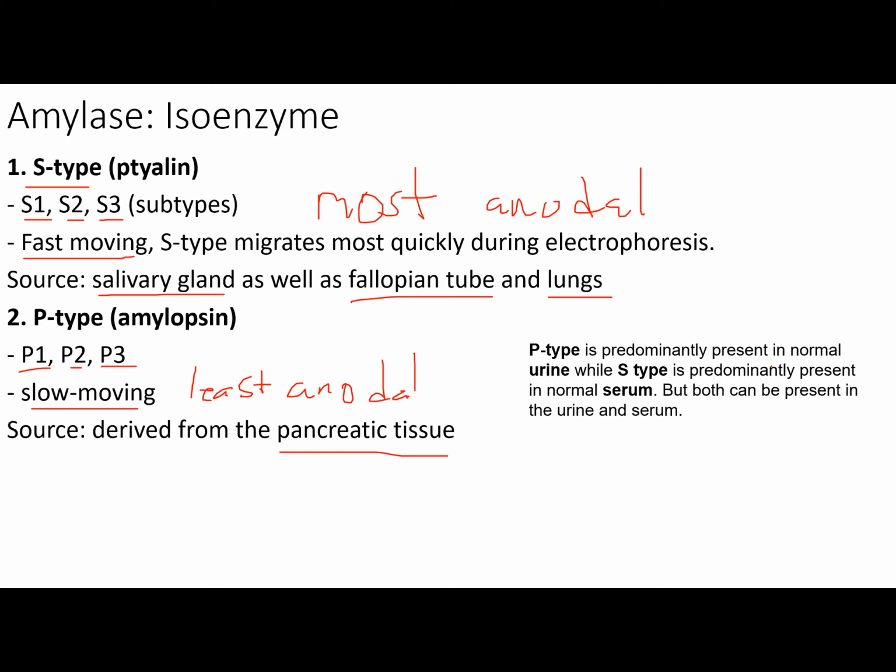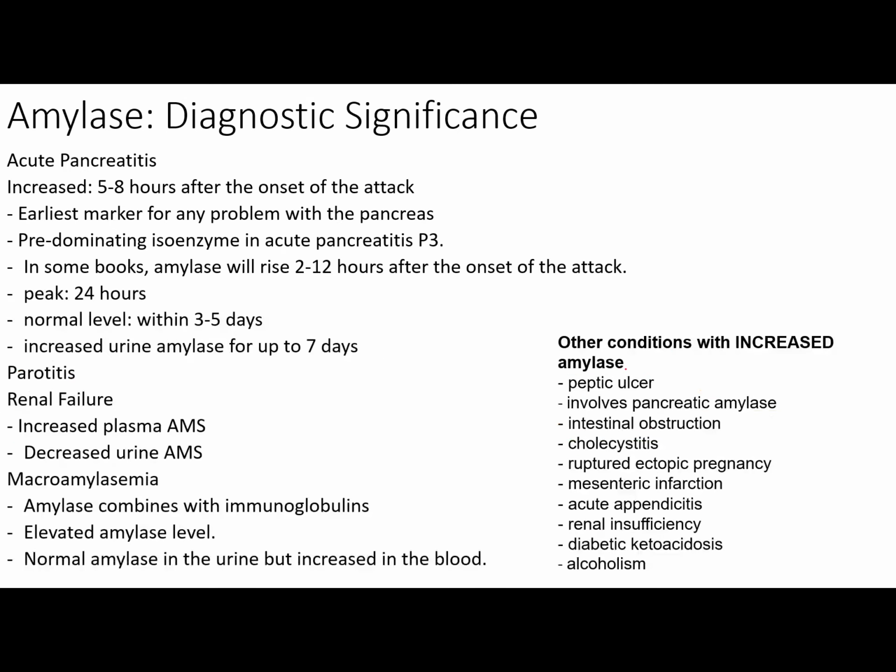Now, the P-type is predominantly present in normal urine, while the S-type is found in normal serum. But both can be present in the urine and serum. So the P-type is more abundant in urine, and the S-type is more abundant in serum, but you could still detect both in the urine and serum.